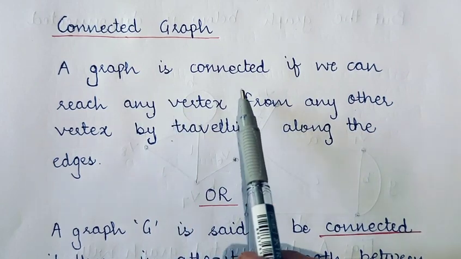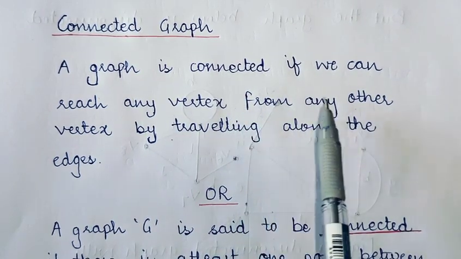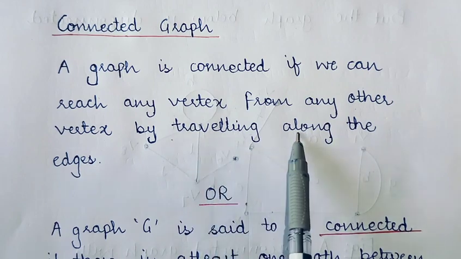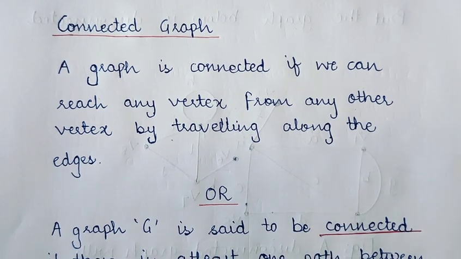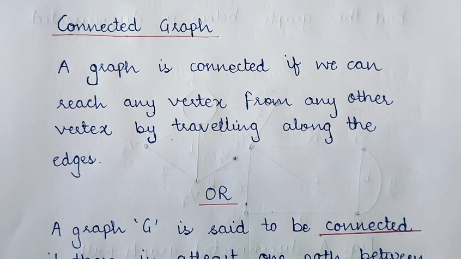A graph is connected if we can reach any vertex from any other vertex by traveling along the edges. So basically, what does this mean? This means that there needs to be at least one path between all the vertices of a graph. That is, you start from one vertex and from that particular vertex you can reach any other vertex of that graph. To be able to do that, you need to have a path between all the vertices of the graph. It is not necessary that this path is a direct path.